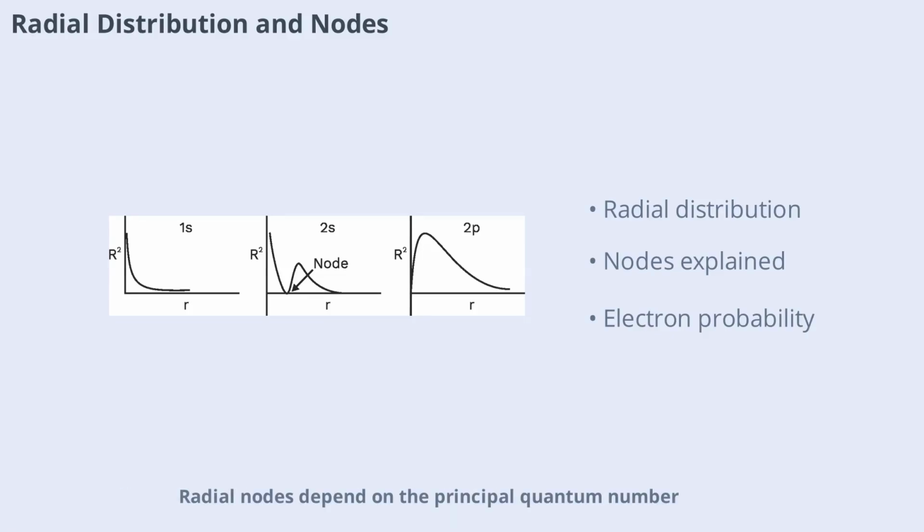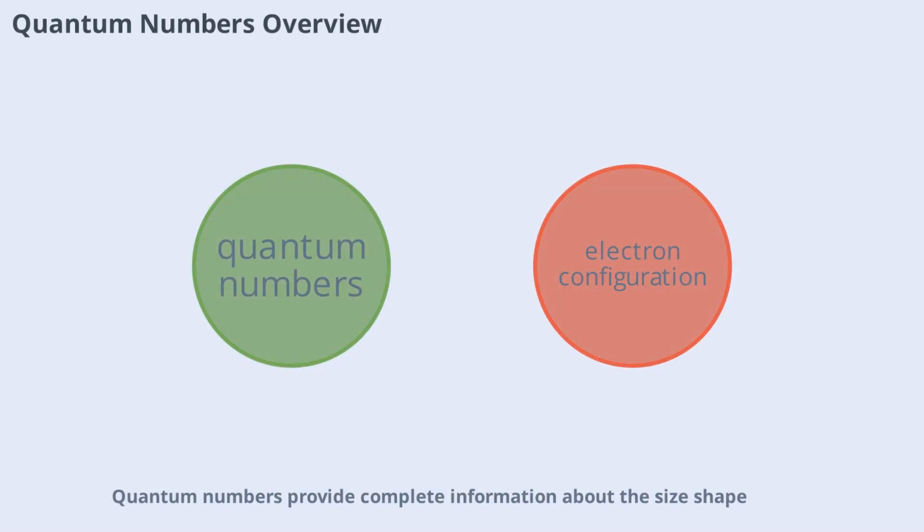Radial nodes depend on the principal quantum number, and angular nodes depend on the azimuthal quantum number. Understanding nodes is essential for predicting electron behavior and orbital shapes. Quantum numbers provide complete information about the size, shape, and orientation of orbitals. There are 4 types: principal quantum number n, azimuthal quantum number l, magnetic quantum number m, and spin quantum number s. These numbers are essential for determining electron configuration, ionization energy, and atomic radius.